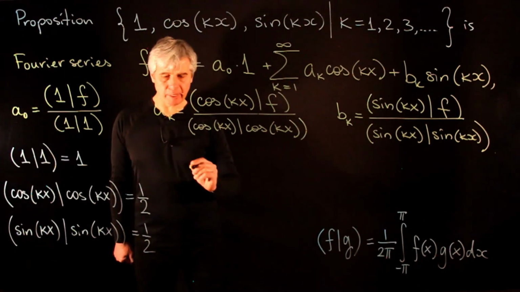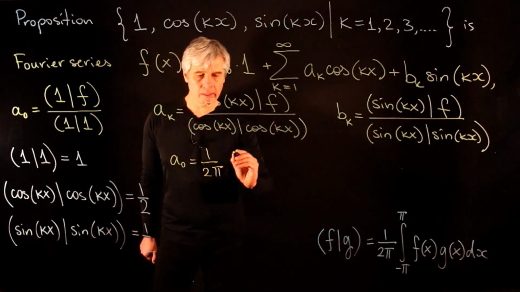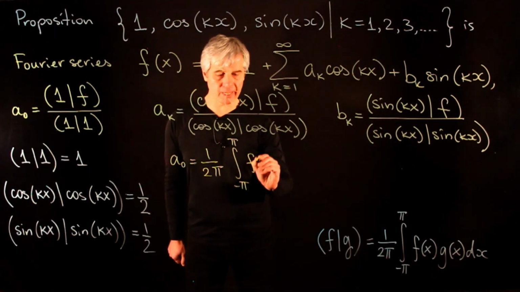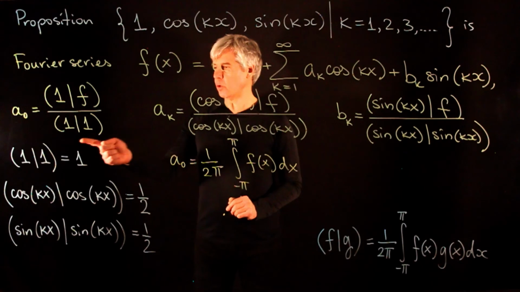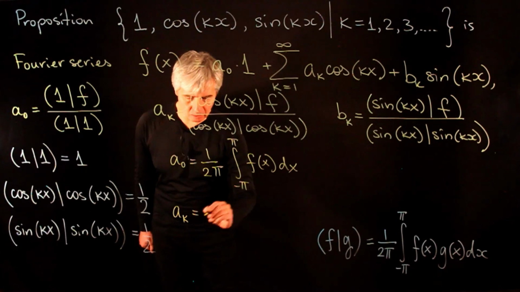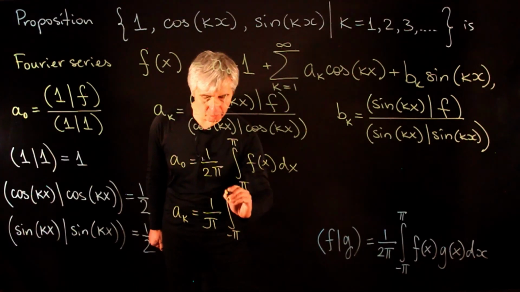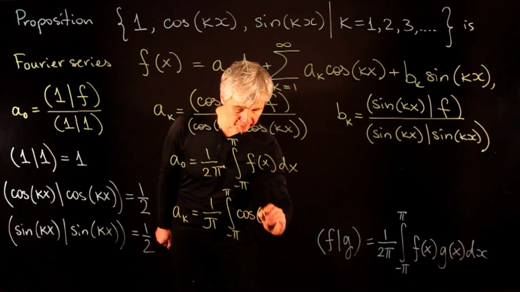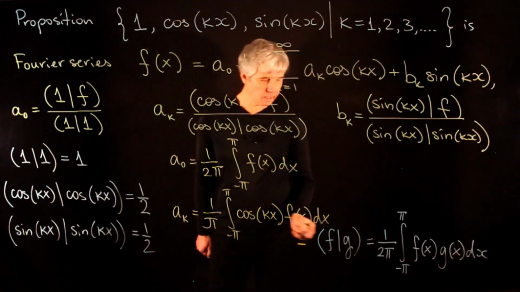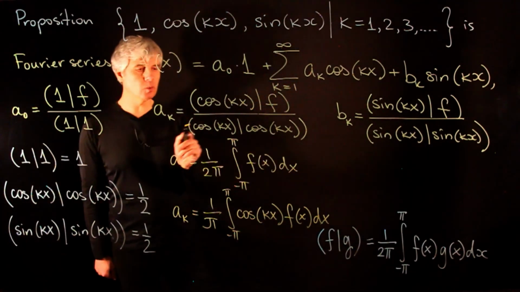Recalling the definition of the bilinear form, we get that a0 is 1 over 2 pi integral from minus pi to pi of 1 times f of x dx, and the denominator here is equal to 1. Then for all other k, ak is equal to 1 over pi integral from minus pi to pi cos of kx times f of x dx. And here these two will cancel because we have 1/2 in the denominator here.